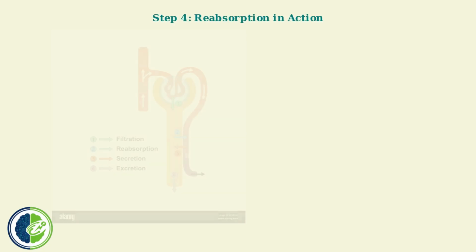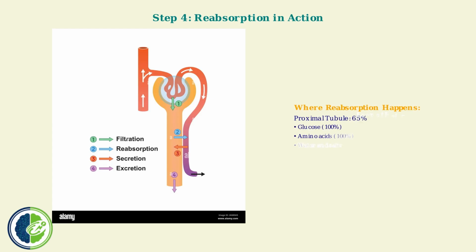So how does reabsorption work? As the filtrate moves through the different parts of the nephron, the body takes back what it needs. In the proximal tubule, about 65% of the filtrate is reabsorbed. The loop of Henle concentrates the urine, and the distal tubule fine-tunes the final composition.